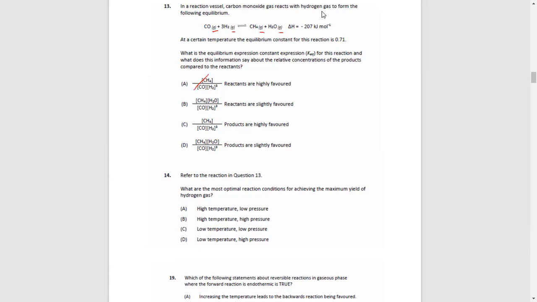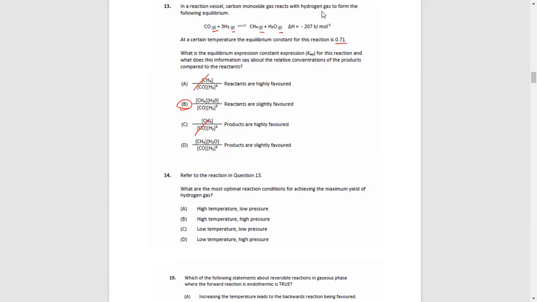So those will be wrong. And your number is 0.71. So we would suggest that it's not really favored much. So it's less than 1. So in terms of what they're saying here, then we'll probably favor the reactants, because the products over the reactants is less than 1. So that would be the appropriate answer.